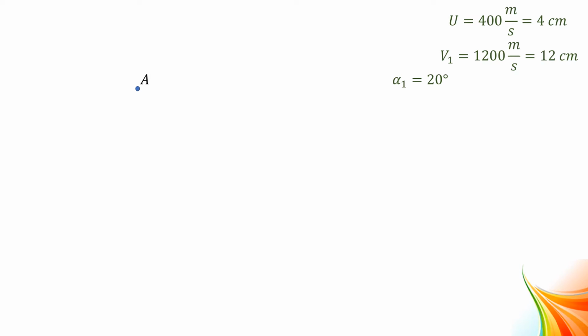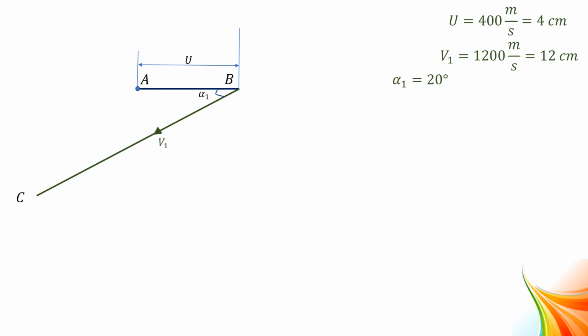First fix the point A, then from A take a 4 centimeter distance and draw a line. After drawing this line, we get the end point B. From point B, we take the angle alpha 1. The line drawn from B will be equal to the value of absolute velocity V1. The length of the line is 12 centimeters. After drawing this line, we get the end point C. Now we can join the point A with C.